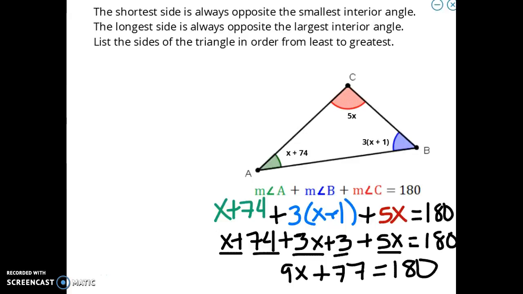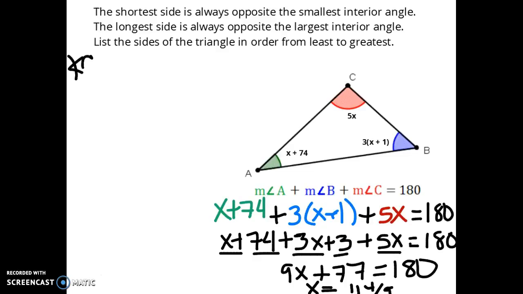With that being said, x must be, if we take 180, subtract 77, we get 103, and divide that by 9, we get 11 and 4/9. And yes, I want you to keep it as a fraction. So that doesn't help me, it just solves for x. Now we've got to put x in for each of those angles.